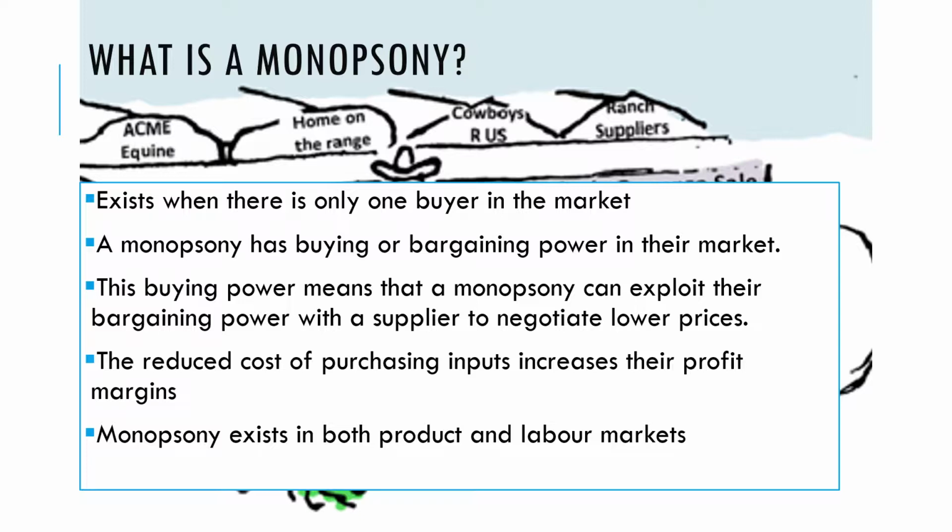Monopsony can exist in both product markets and labour markets, and what we mean by that is that you can have a monopsony firm that is the sole buyer, let's say, of a particular type of screw. That's a product market, and they're the only company that buy that type of screw. They're a monopsony. You can also have it that a company is the only employer in that market. So they are the only employer of workers in that market, so they are a monopsony firm in the labour market.